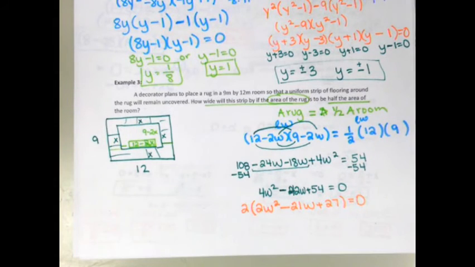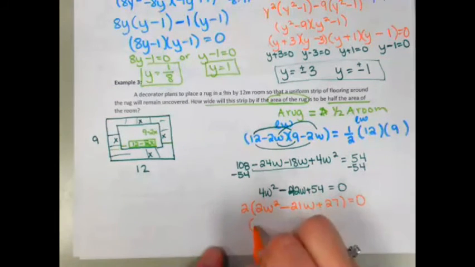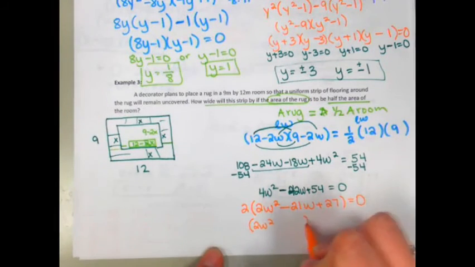27. Now, if you guys notice this, my GCF before always had a variable. Does this one have a variable? No. So would I set 2 equal to 0? No, there's no variable. So this 2 just is there for factoring form. It's not there for actually solving. Now, let's go ahead and factor this. So 2w squared plus 27.